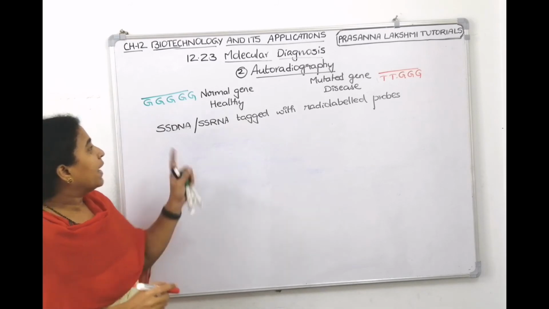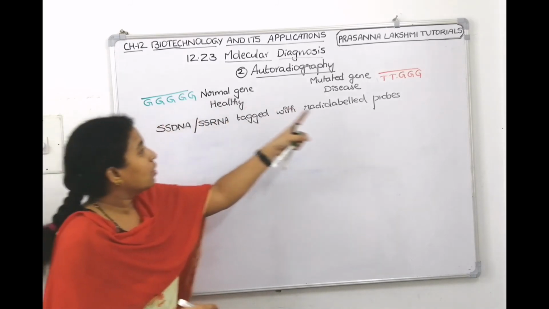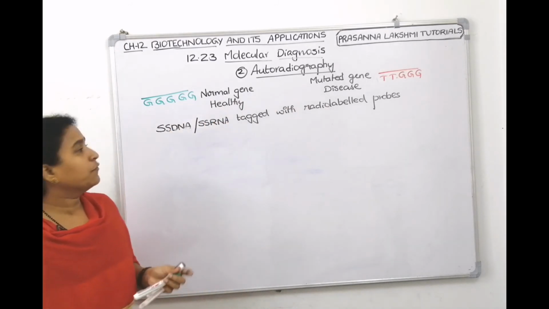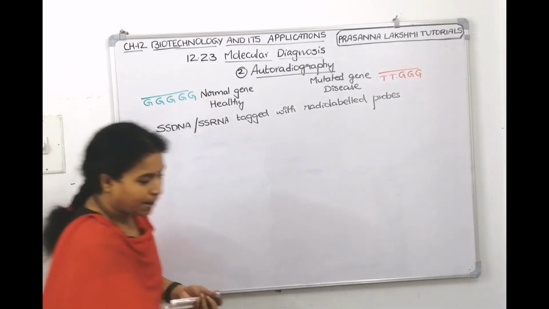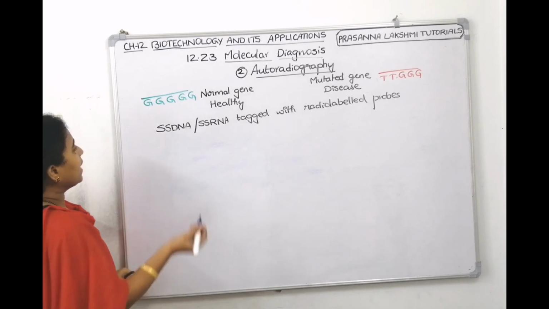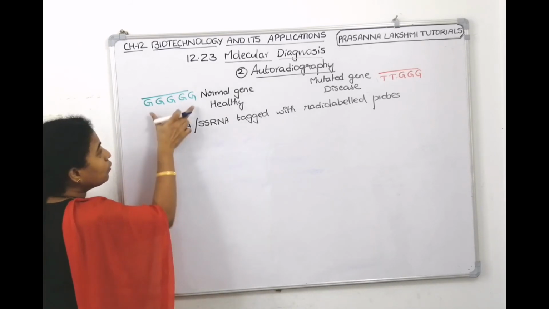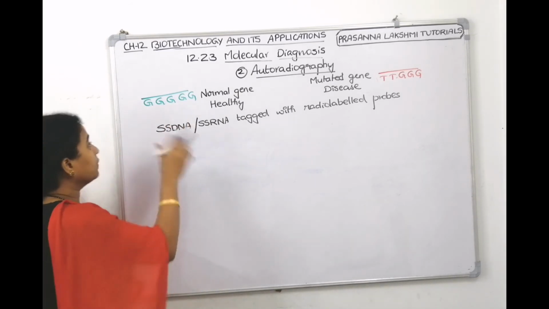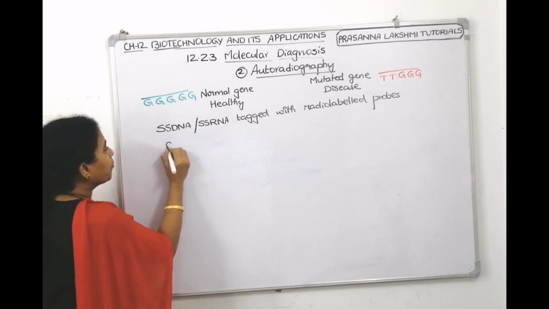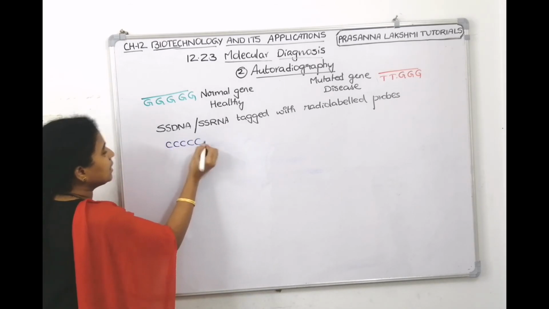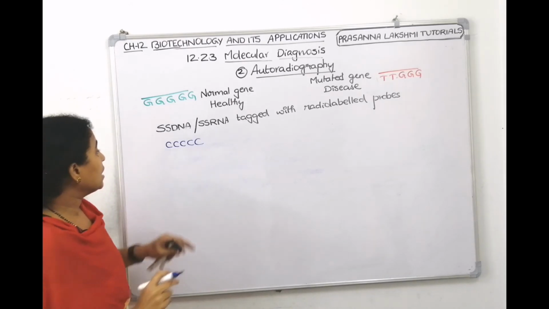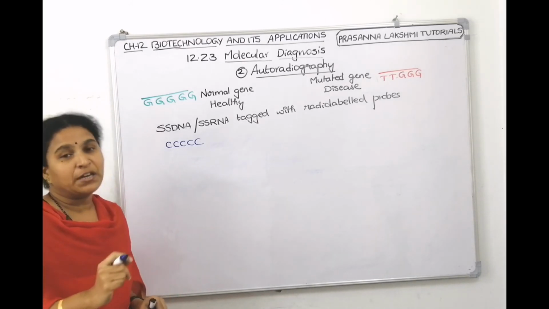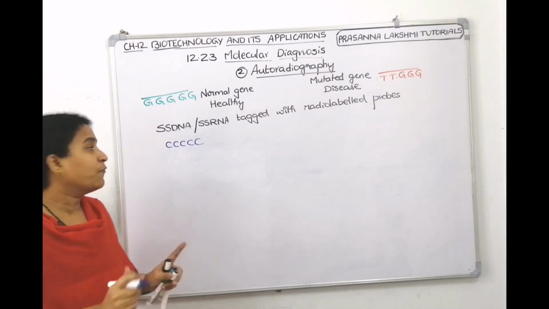Now, we want to identify whether it is a normal gene or a mutated or defective gene. For that, we need to prepare a single-stranded DNA as a probe particle. So, we will take a single-stranded DNA. We know this sequence after human genome sequencing. So, I am preparing a probe of C, C, C, C, C. And this probe is CTP, CTP, CTP, CTP. Now, CTP has a phosphate. So, use radiolabeled phosphate here.